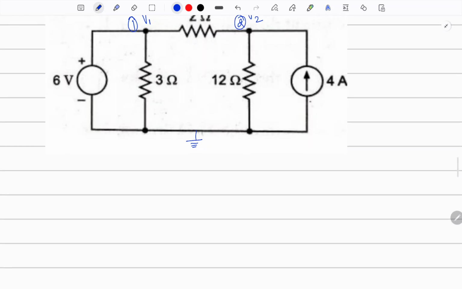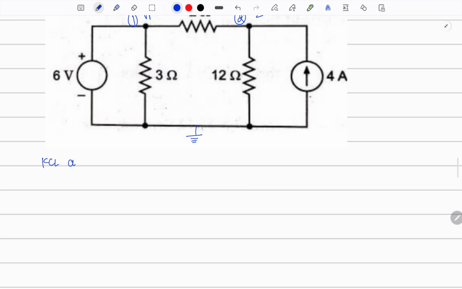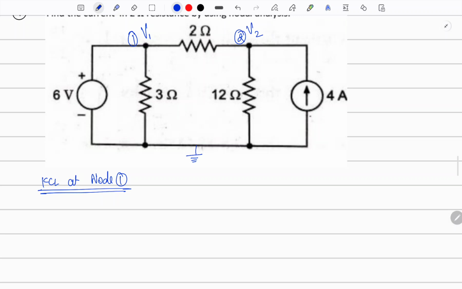Now we will apply KCL at node 1. Then how will we solve this? We know V1 is equal to 6 volt. How? V1 is nothing but the voltage across this, and this is in parallel with the 6 ohm. So in parallel the voltage level is the same. So there is no need to apply KCL at node 1 because we already have the V1 value. Now node 2.